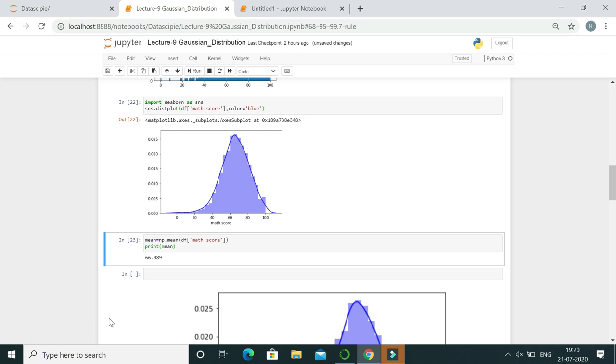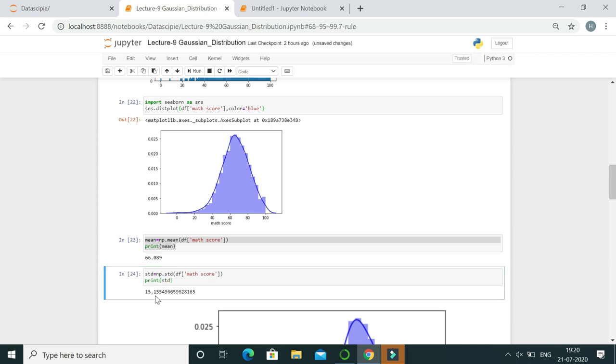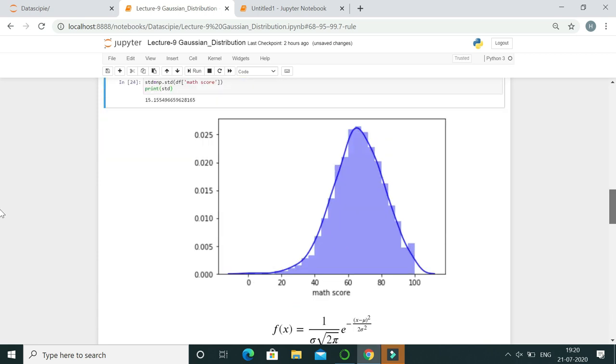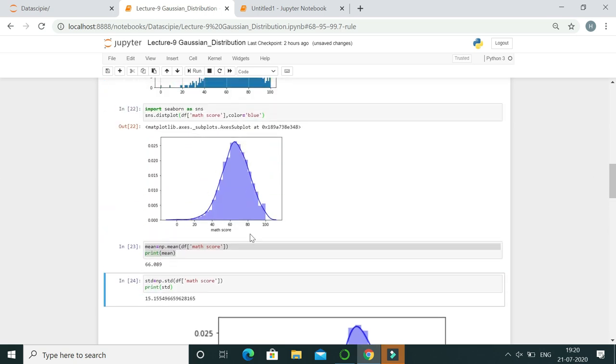Next, we have to find the standard deviation. For that, similar to mean, copy it and paste it over here. For standard deviation we utilize std, so replace mean by std. When we execute it, we get a standard deviation of 15.15. So we have to cross check this equation with our actual bell curve.